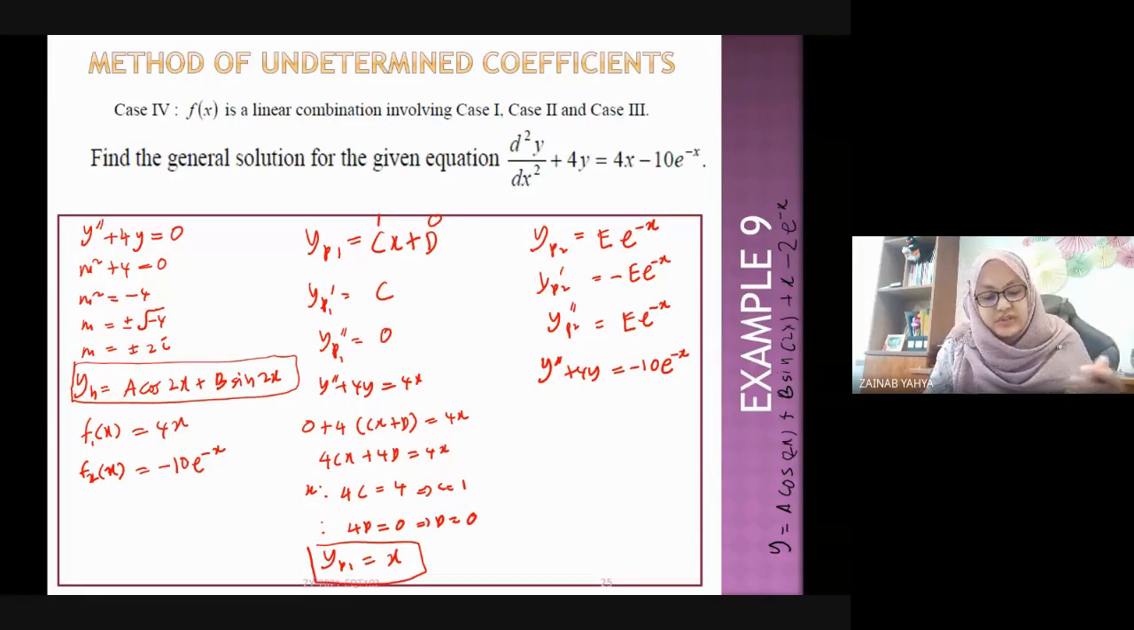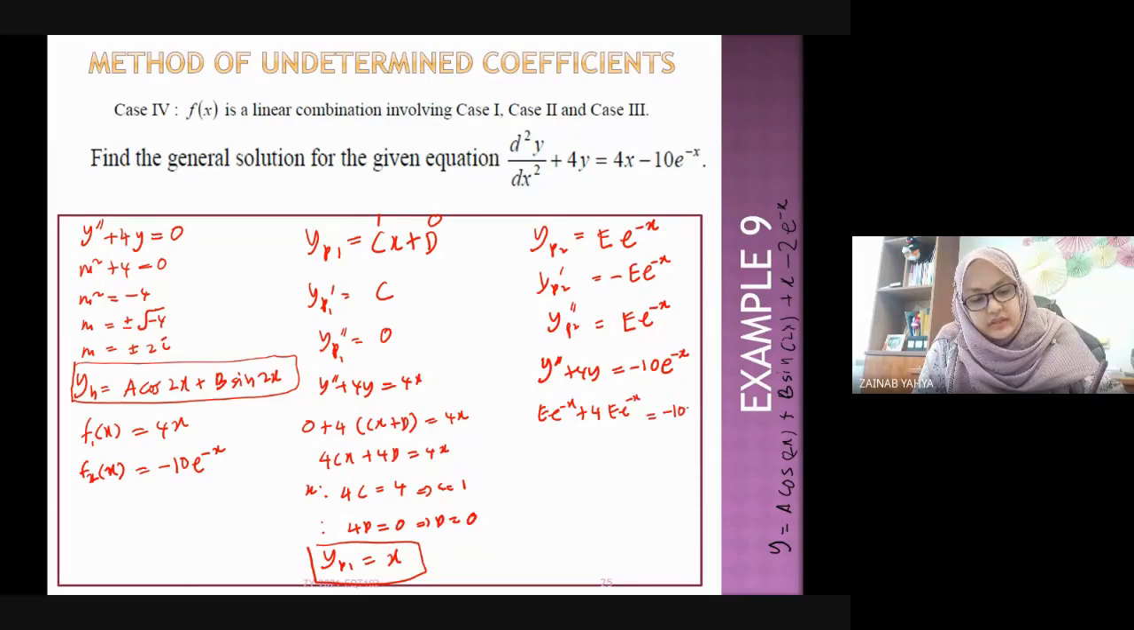So YP1 is just x. How about YP2? Okay, we substitute in the equation. Y double prime will be e exponent negative x plus 4y, which is 4e exponent negative x, equals to negative 10e exponent negative x. So when we combine together, this is the same term. When we add them together, we get 5e exponent negative x equals to negative 10e exponent negative x. So we can compare this term.